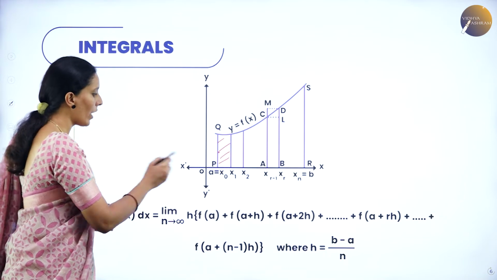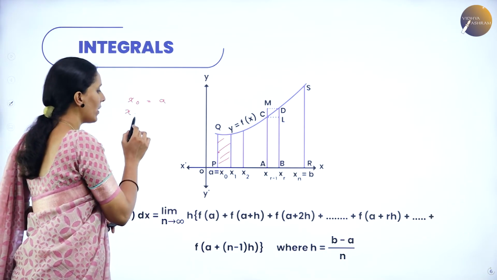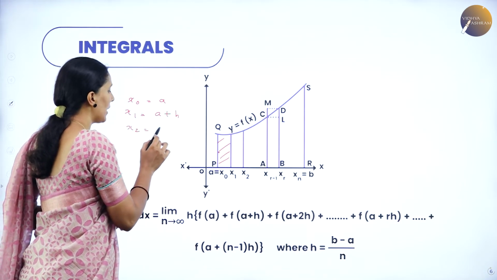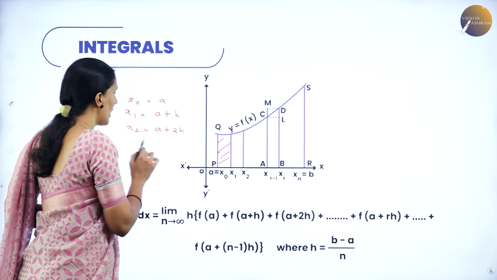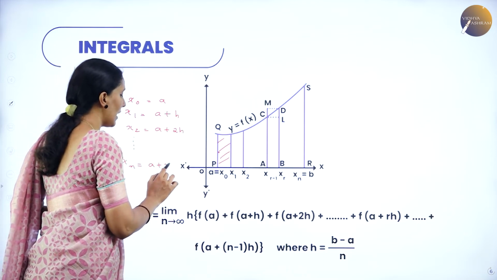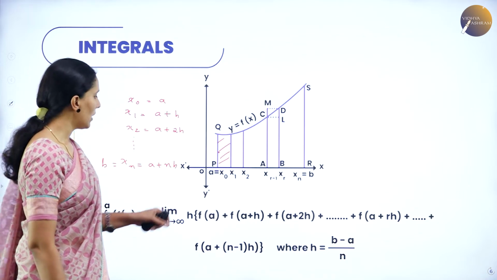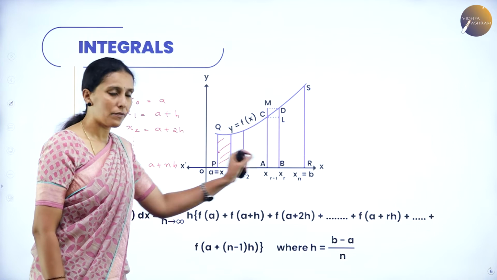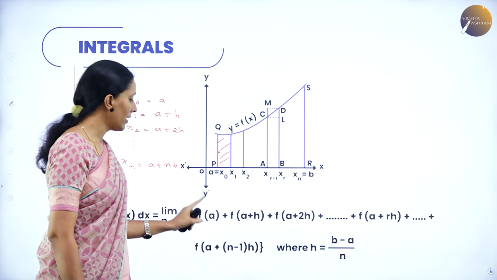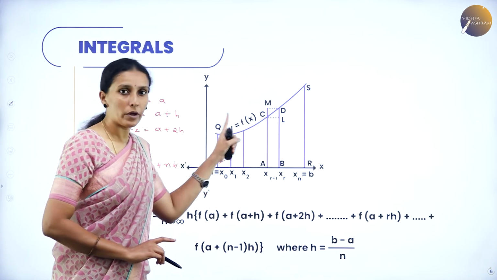So here, we can take x0 equal to a, x1 as a plus h, x2 as a plus 2h, and similarly xn as a plus nh, where xn is the value of b. Now if each interval is in this form, and you take the limit of this sum, then adding all the limits, we will get the total area bounded by this region.